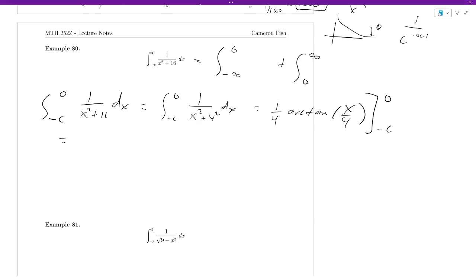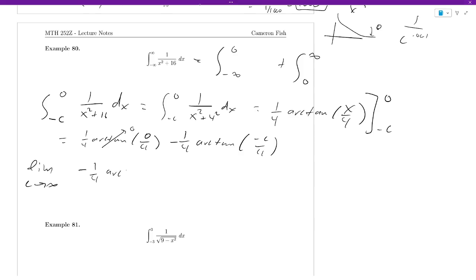Let's plug in our numbers. So 1/4 arctan of 0 over 4 minus 1/4 arctan negative c over 4. Okay, so we have to maybe evaluate this. Arctan of 0. So you have to think about your trig, but you can double check or use your calculator. This is going to be 0. And we just have this part left over. So now let's take our limit. Let's do the limit as c goes to infinity of negative 1/4 arctan negative c over 4.